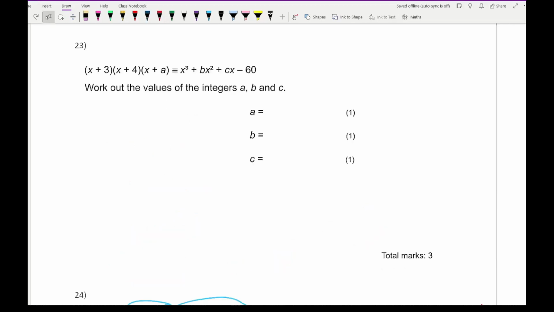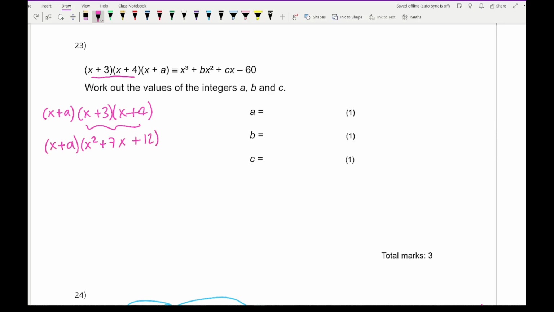So moving on to question 23. Here we've got a triple bracket question that involves comparing coefficients. First of all, we need to expand this left hand side. Now the two nicer brackets are these two, so I'm going to start by expanding them out first. I'm going to write x plus a, and then I've got x plus 3, x plus 4. Now expanding these two brackets out, I'm going to end up with x squared plus 7x plus 12. And I've got my x plus a.